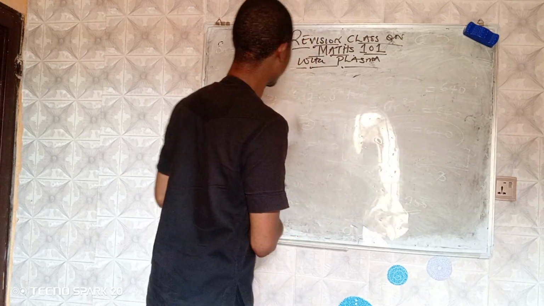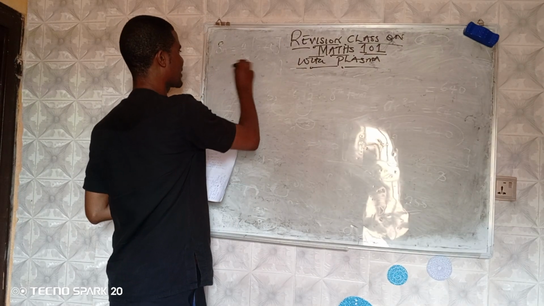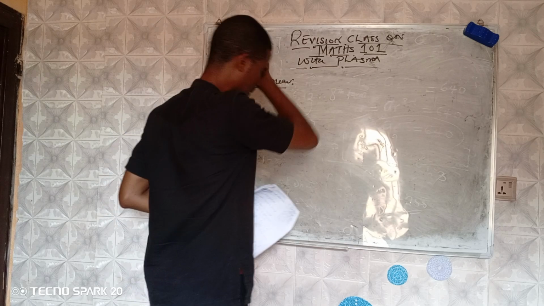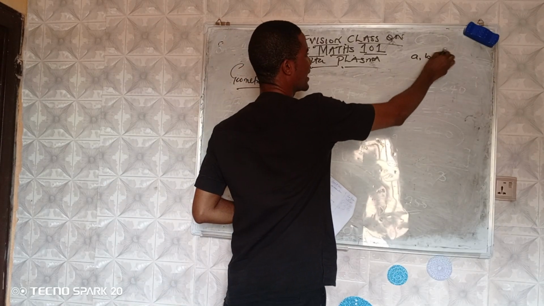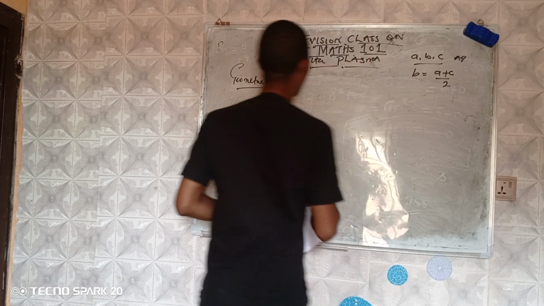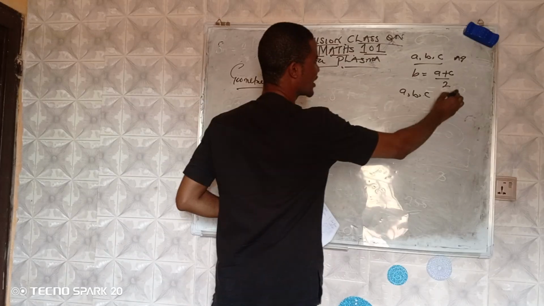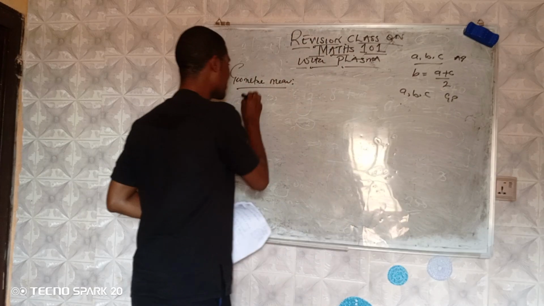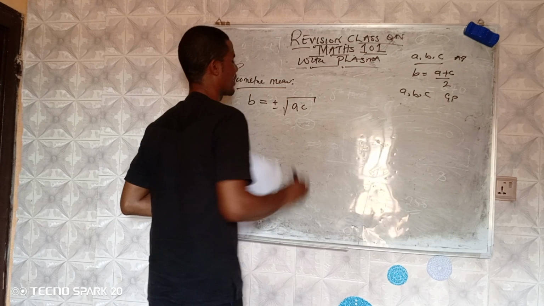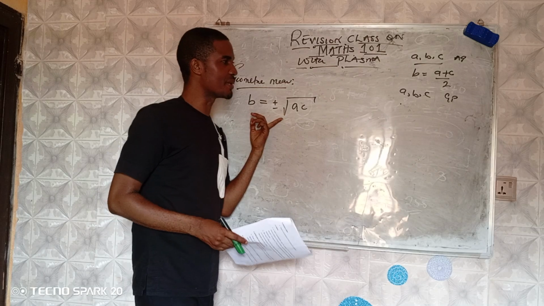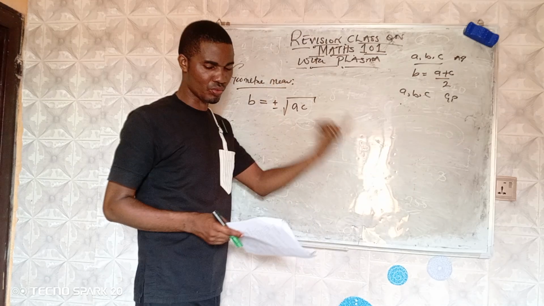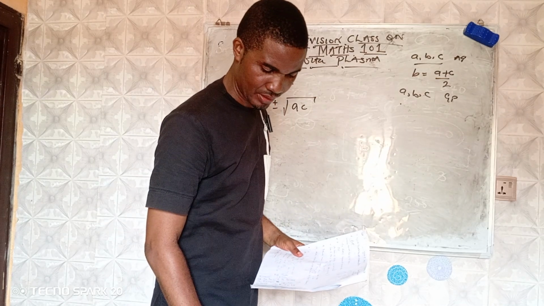The next thing we're going to look at is geometric mean. So remember that we said if A, B, C are AP, then B is equals to A plus C over 2. What of if A, B, C are GP? Then B is going to be plus or minus root of A times C. This is geometric mean, while this is arithmetic mean. How do we apply this? We'll see that in questions.